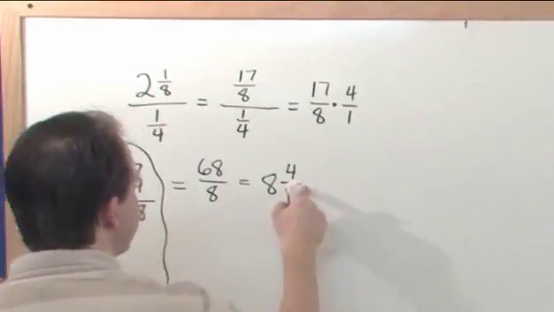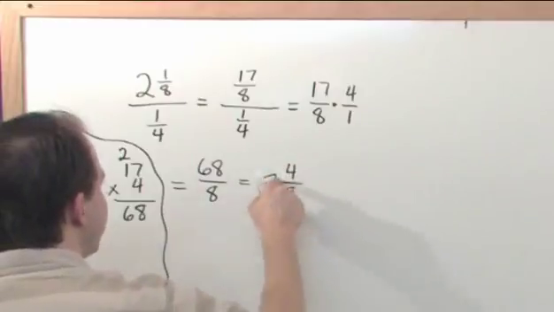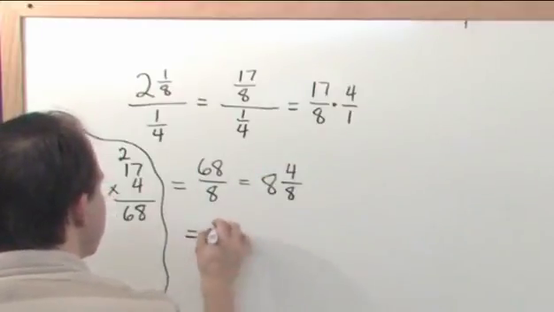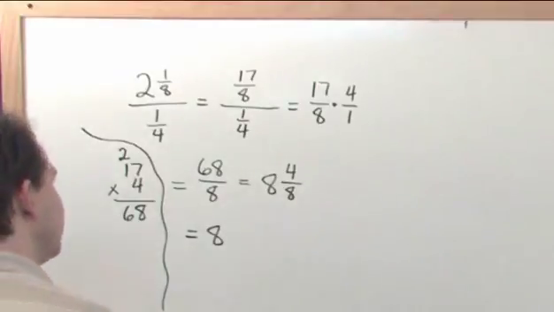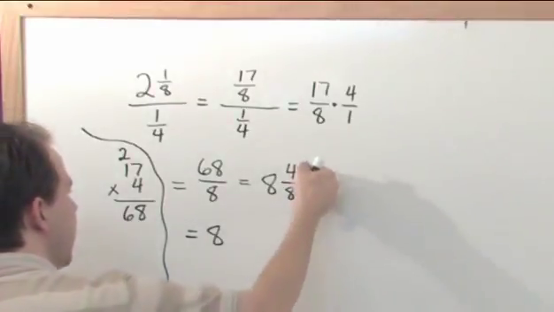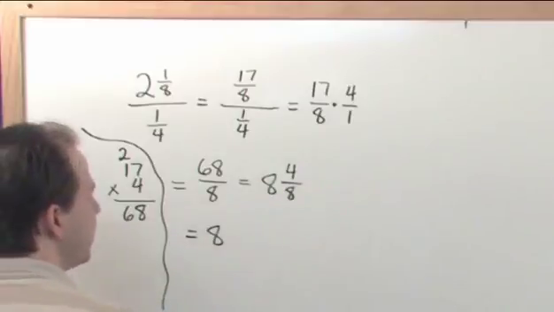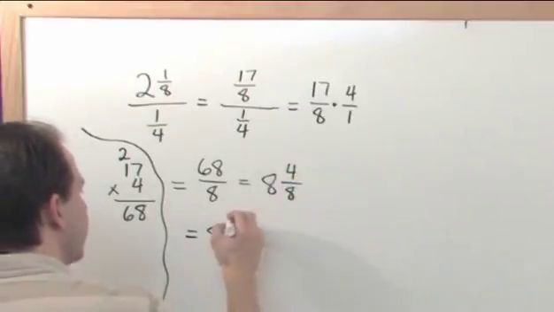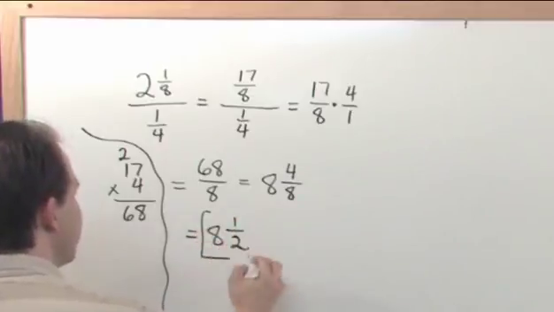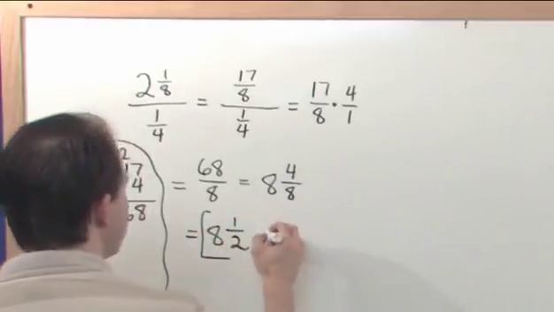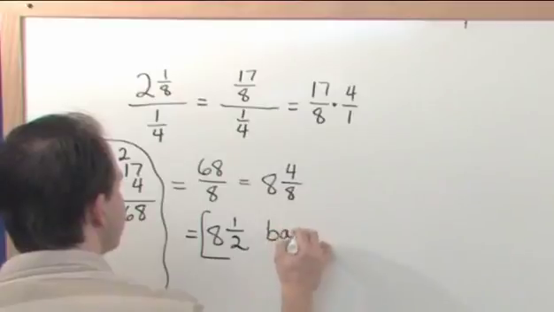Now, you have to ask yourself, is this in simplest form? Is this 4/8 in simplest form? Can I divide the top and the bottom by a number to make this simpler? And the answer is yes. If I divide the top and the bottom by 4, let's see what happens. 4 divided by 4 is 1. 8 divided by 4 is 2. That is simple form. So I can fill 8 1/2 bags.